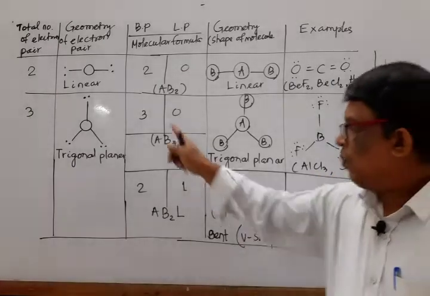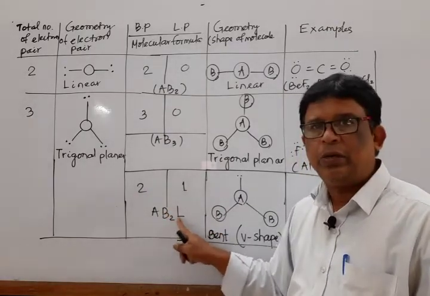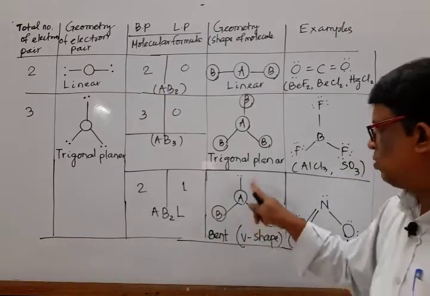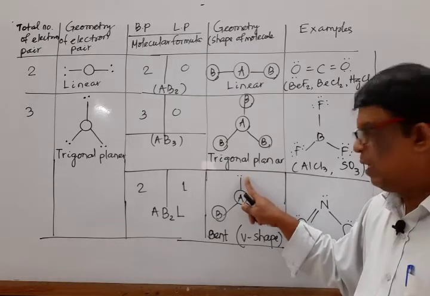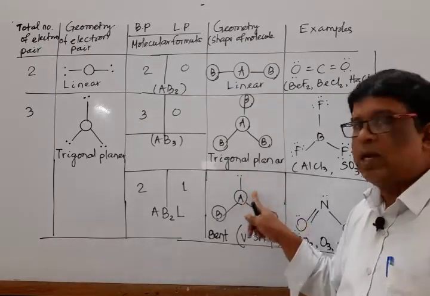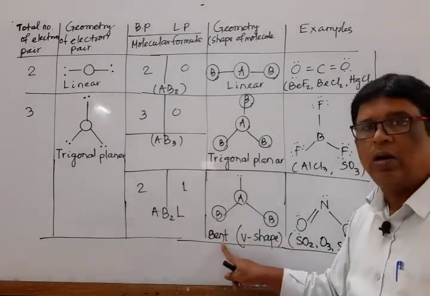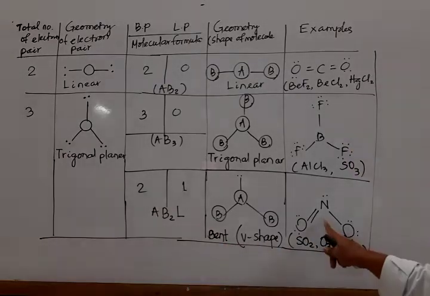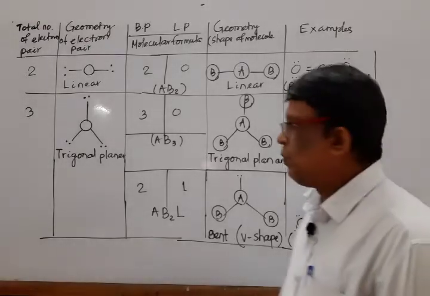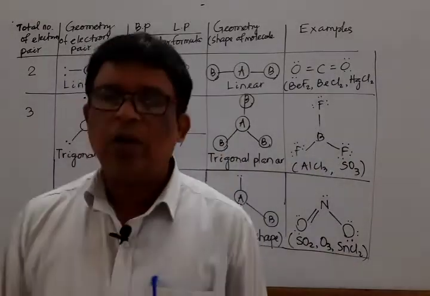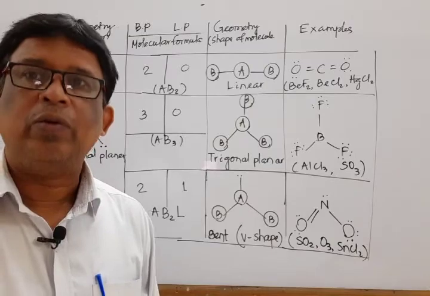Next case 2. Among the 3 pairs, if 2 are bond pairs and 1 is a lone pair, then the molecular formula is AB2L. L stands for lone pair. Mark the geometry arrangement: A, 2 B, and 1 lone pair of electrons. Then the trigonal planar geometry is disturbed and the new geometry is the V-shaped or bent geometry. Some examples are NO2, SO2, O3 and SnCl2. These are the two conditions, that means total number of electron pairs is 2 and 3. Next we move to total number of electron pairs 4 and 5.